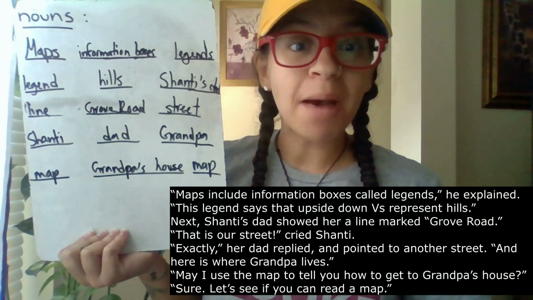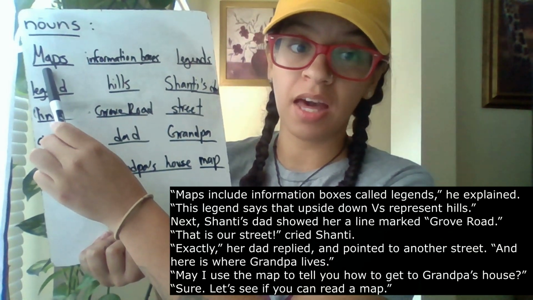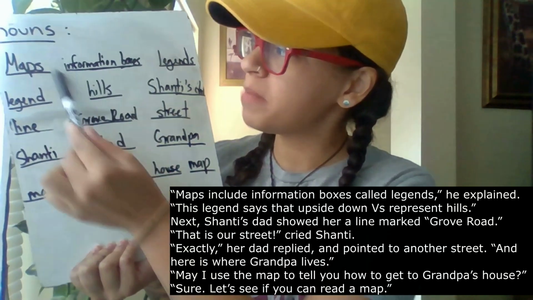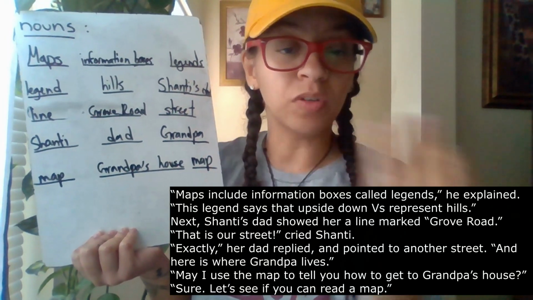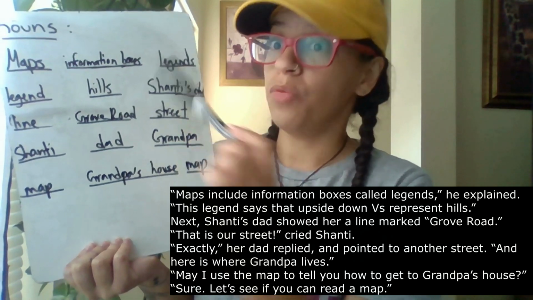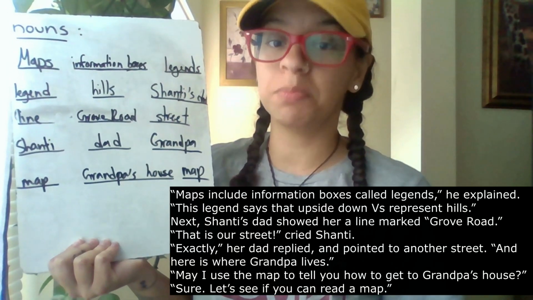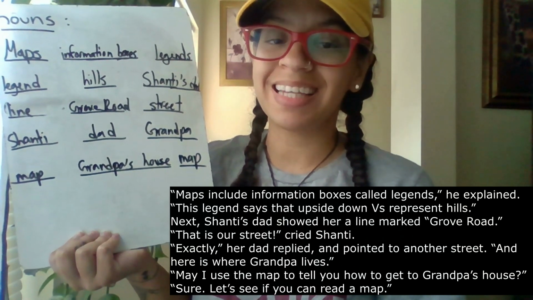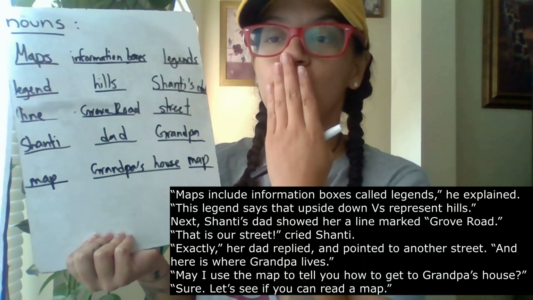So the first sentence, maps include information boxes called legends. Well, if you said maps because a map is a thing, I said I'll give every nugget a kiss. Mwah. Include information boxes. If you wrote information boxes or boxes by itself, I guess that would count. Great job. Information boxes are a thing on a map called legends. Again, what you see on a map, it's a thing on a map. So if you put legends, great job. He explained. This legend, again, a thing on a map, says that upside down V's represent hills. Hills are a thing. So if you put hills, I said I'll give your brain a kiss. Mwah.